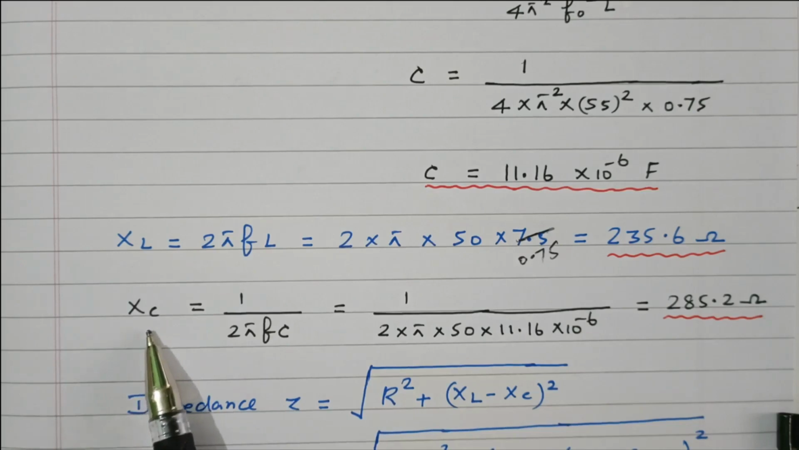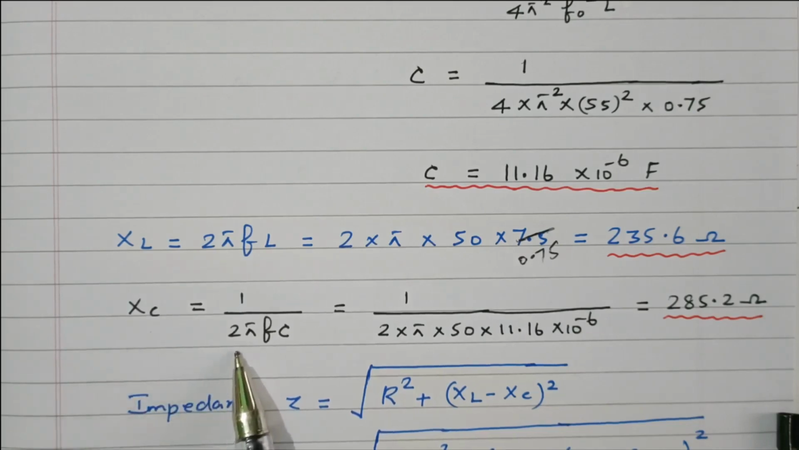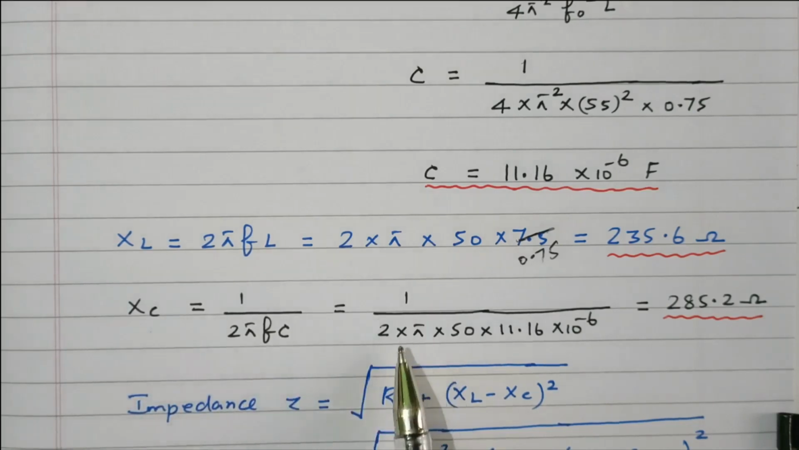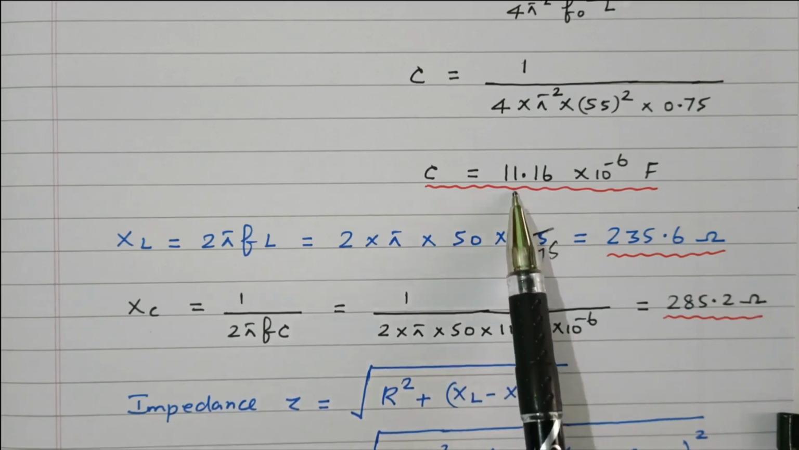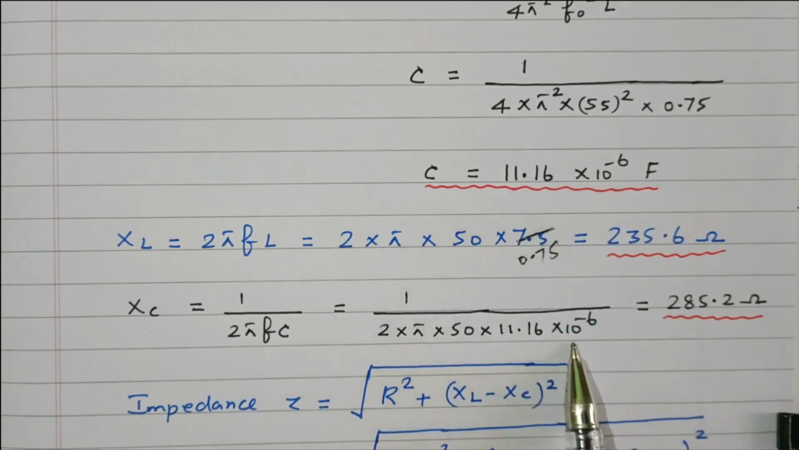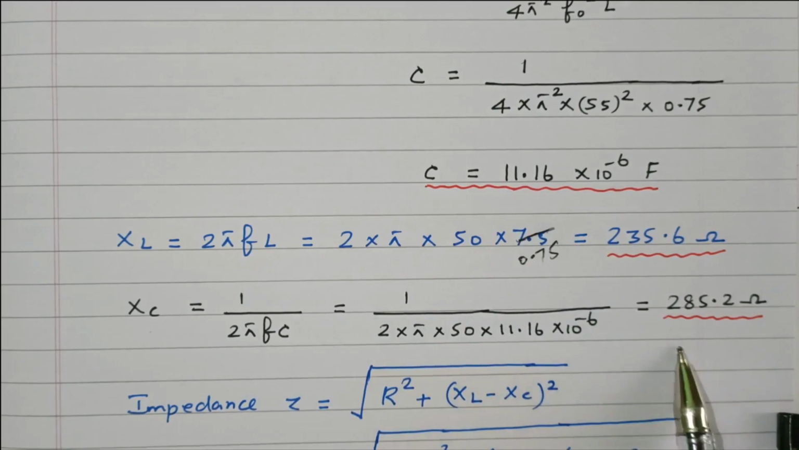Similarly, capacitive reactance Xc equal to 1 divided by 2 pi Fc. That is 1 divided by 2 into pi into supply frequency 50, the capacitance what we calculated, 11.6 into 10 to the power minus 6. So while simplifying we will get 285.2 ohm.